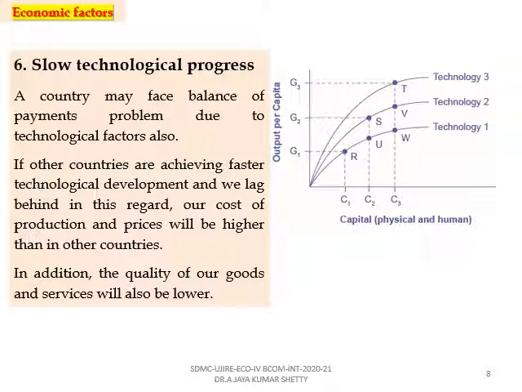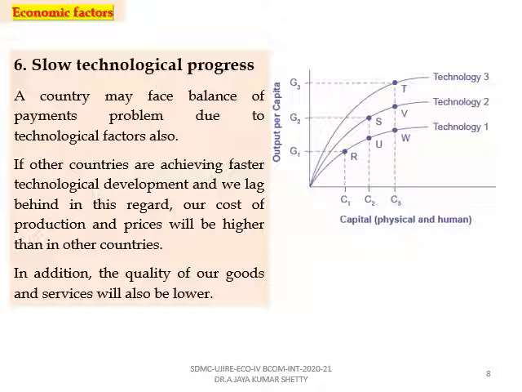Slow technological progress. A country may face balance of payment problems due to technological factors too. If other countries are achieving faster technological development and we lag behind in this regard, our cost of production and prices will be higher than in other countries. In addition, the quality of our goods and services will also be lower.